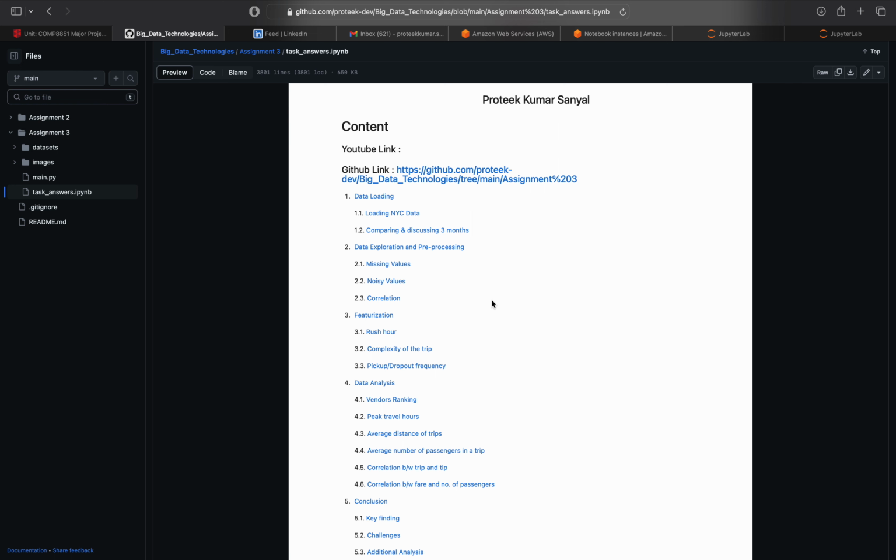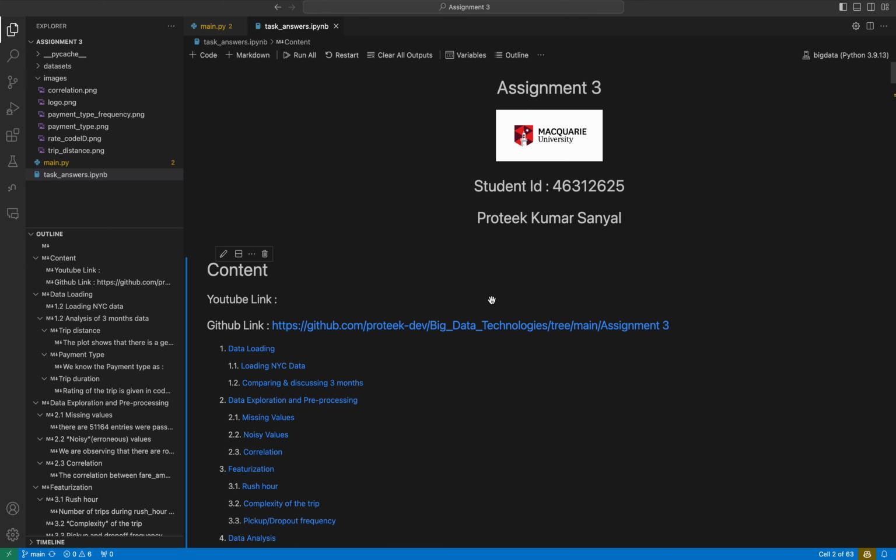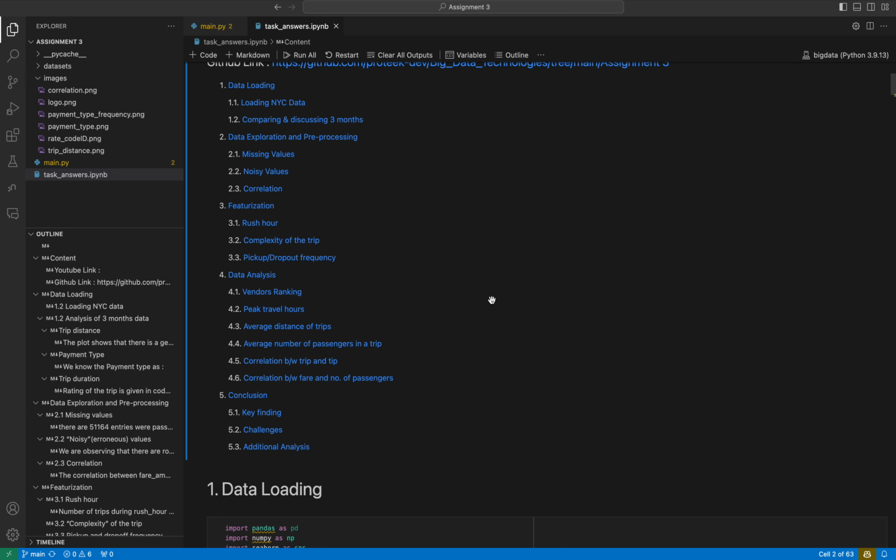For better navigation, I will shift to VS Code, through which I will be able to explain what I have done so far. As I said earlier, I have divided the contents according to the tasks. Task 1 was to load the data and compare all the data we have, that is Yellow Taxi New York data for 2023 for the months of January, March and June.